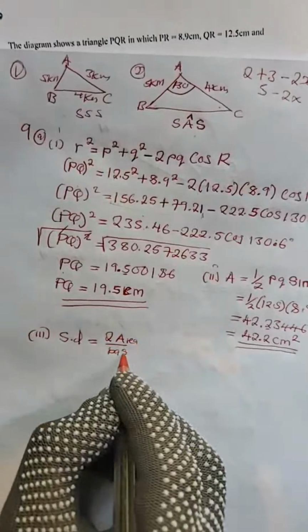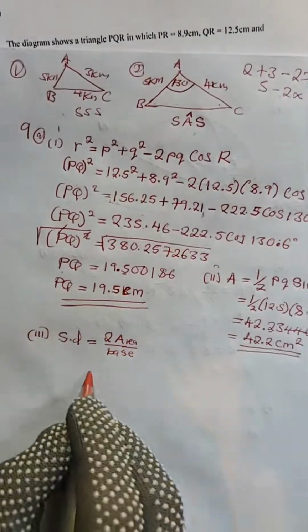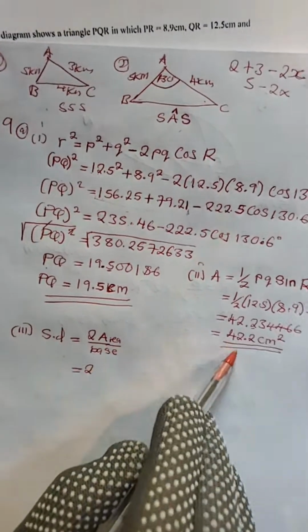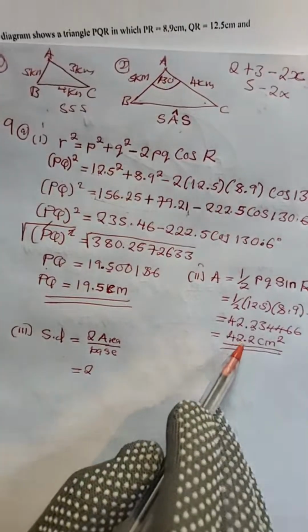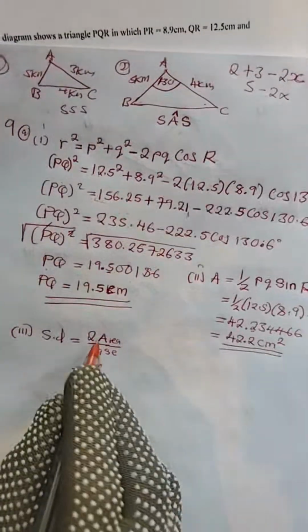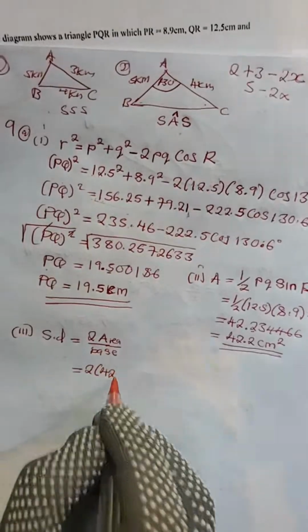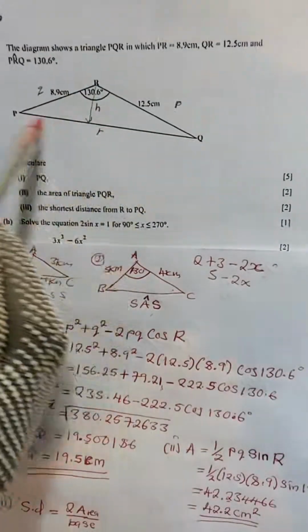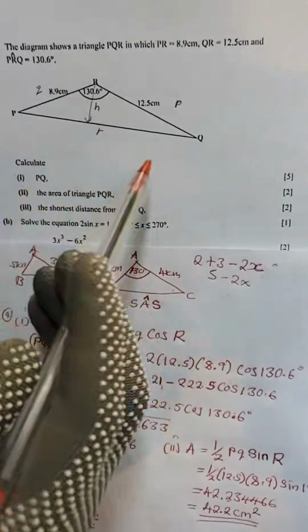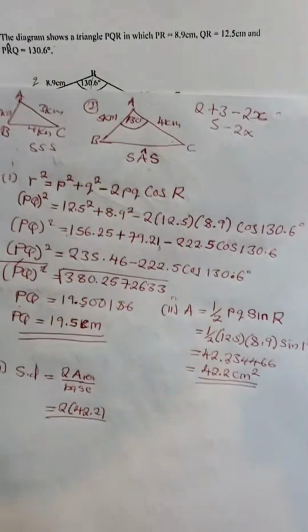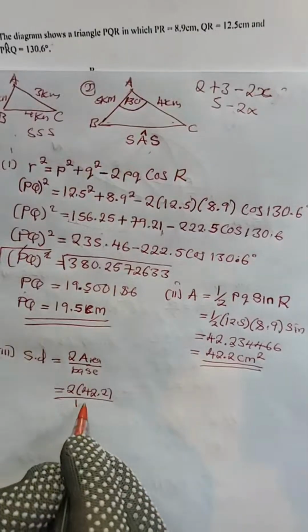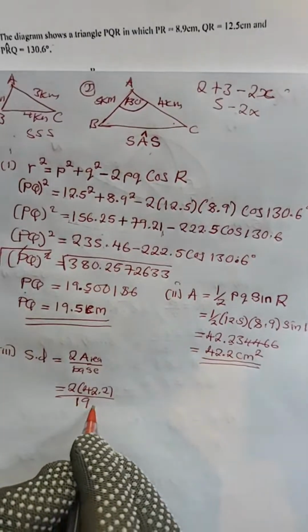Area over the base. Now, 2 times, what is the area? The area is this, the one we've already calculated here. If you found this answer wrong, it means that even this one is what? Wrong. For the 2.2, the base is this. Check. From R to PQ. So get PQ here. All right. Now what is PQ? We've already calculated as 19.5. This one. And if this one is also wrong, then your answer is double wrong.